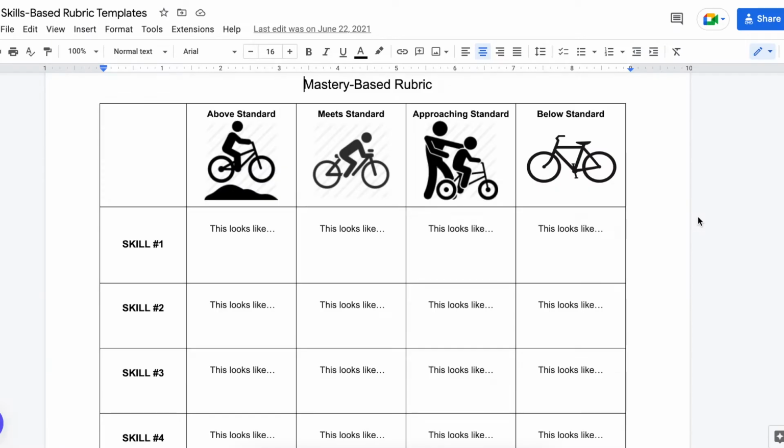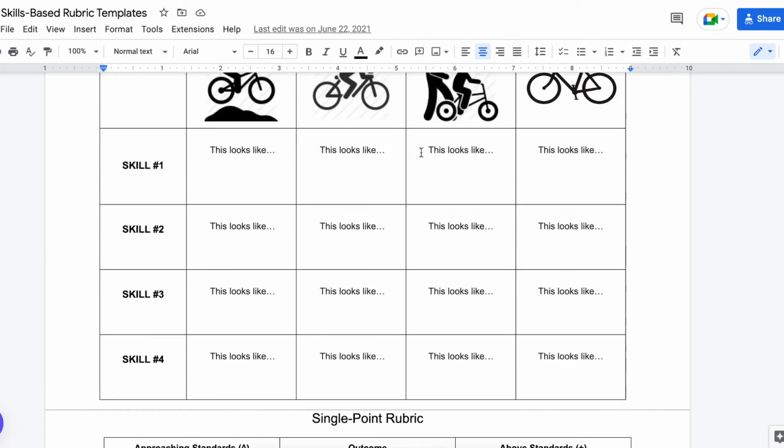Here are my rubric templates. So this is a mastery or proficiency based rubric based on 4 categories of proficiency. We have below, approaching, meets, above. You could wordsmith these. You could change out the visual to whatever you'd like, but basically you're choosing 4 to 8 skills here and determining what it looks like.